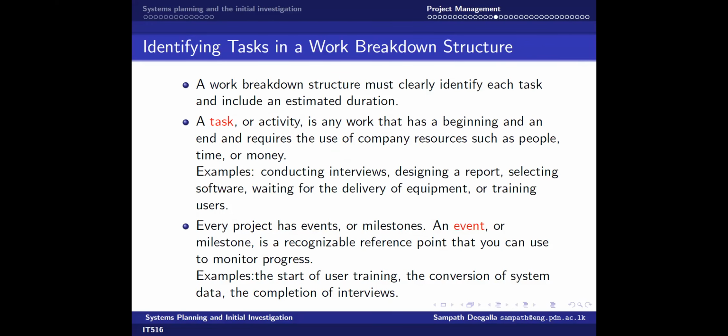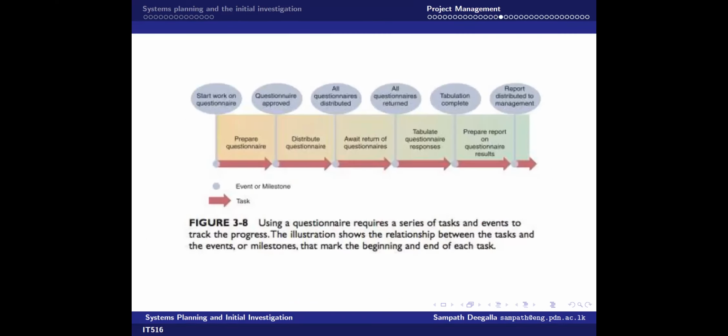Right. Now let's look at how we can identify the tasks in a work breakdown structure, right? Because we have seen that the very first step for any of these charts is to identify what the tasks are. Now, this work breakdown structure will give you each task individually, right? And when you say a task, it has a starting point as well as an ending point. And to perform that particular task, you need resources. It could be people, it could be time, it could be money, right? And then in every project, you have events, or what we call milestones, right? That means you can record the performance at that point, right? So that is also there. Right, now here is one example.